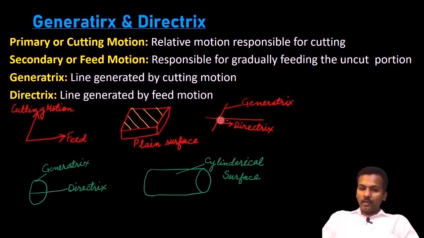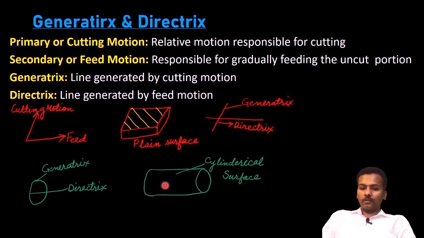If both lines are linear, a plane surface is generated, just like in the shaper machining process. When you shape a rectangular surface, you need to apply the motion in normal and linear directions. Here the generatrix is the circular line generated by the cutting motion, and the directrix is the axial feed. Combined together, they generate a cylindrical surface.